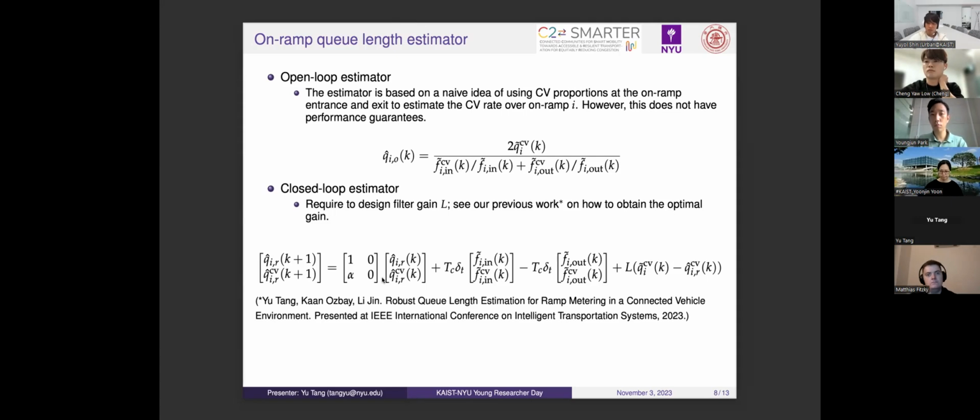And the second estimator is sort of closed loop. This estimator was proposed in our previous paper, and it requires designing an optimal feedback gain. If you want to know more details about how to design the feedback gain, you can consult this paper.